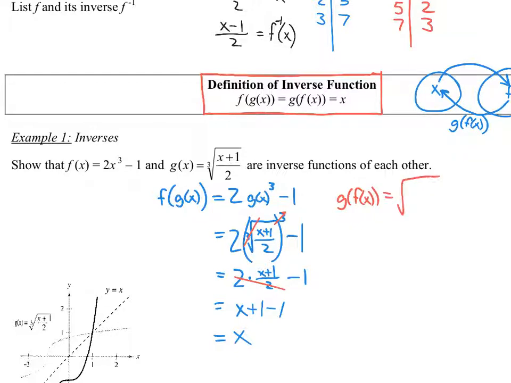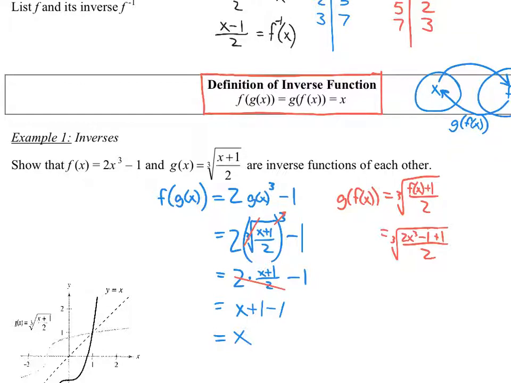G is the cube root of something plus 1 over 2. So this is going to be f of x plus 1 over 2. So it's the cube root of 2x cubed minus 1 plus 1 over 2. By the way, notice I'm showing a lot more steps than I probably normally would, because I'm trying to prove something. So you don't skip steps.